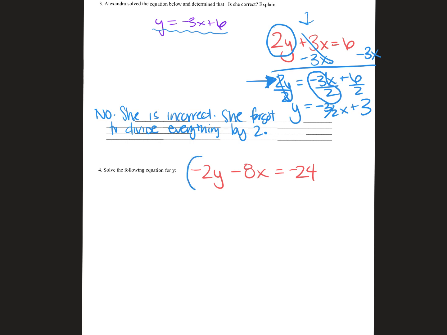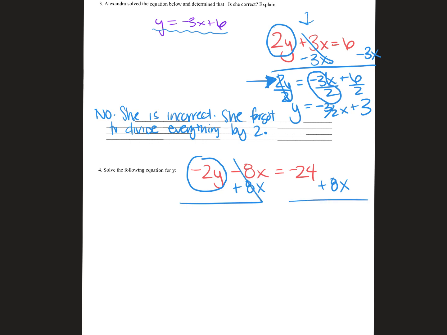First step, circle y and its coefficient. Get rid of anything attached to the circle. What's attached to the circle? Minus 8x. How do we get rid of a minus? We add. Don't line it up. It hangs in space.